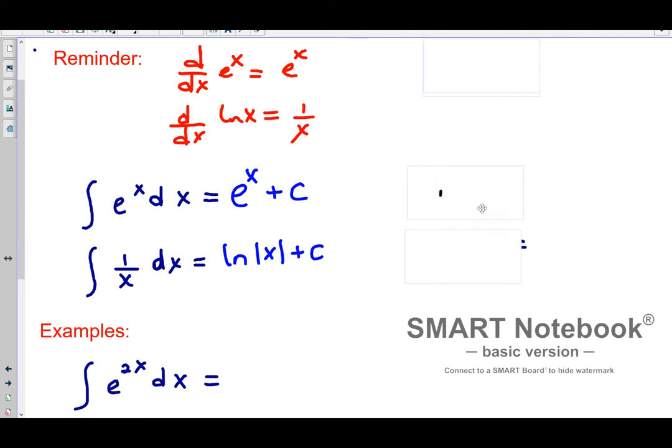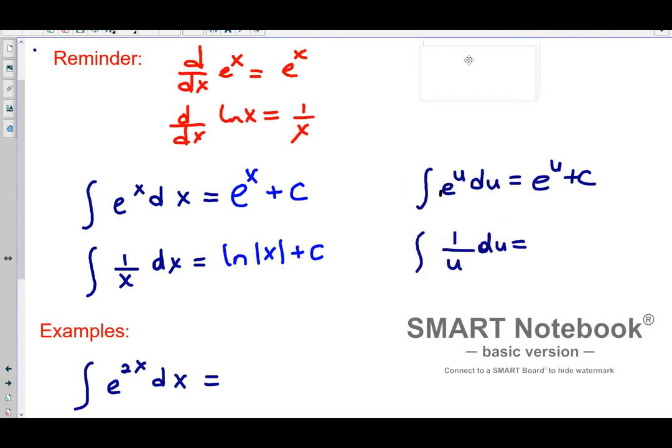Alright, so now let's do a few examples. By the way, in practice, instead of e to the x dx, you might also see e to the u du. It's really the same exact thing, and it will still be e to the u plus c. So whatever this variable is, that variable will show up in the final answer. And if you're integrating 1 over u du instead of 1 over x dx, same idea, right? It's going to be natural log of the absolute value of u plus c. Just whatever this variable is, that's what's going to be reflected in your answer.